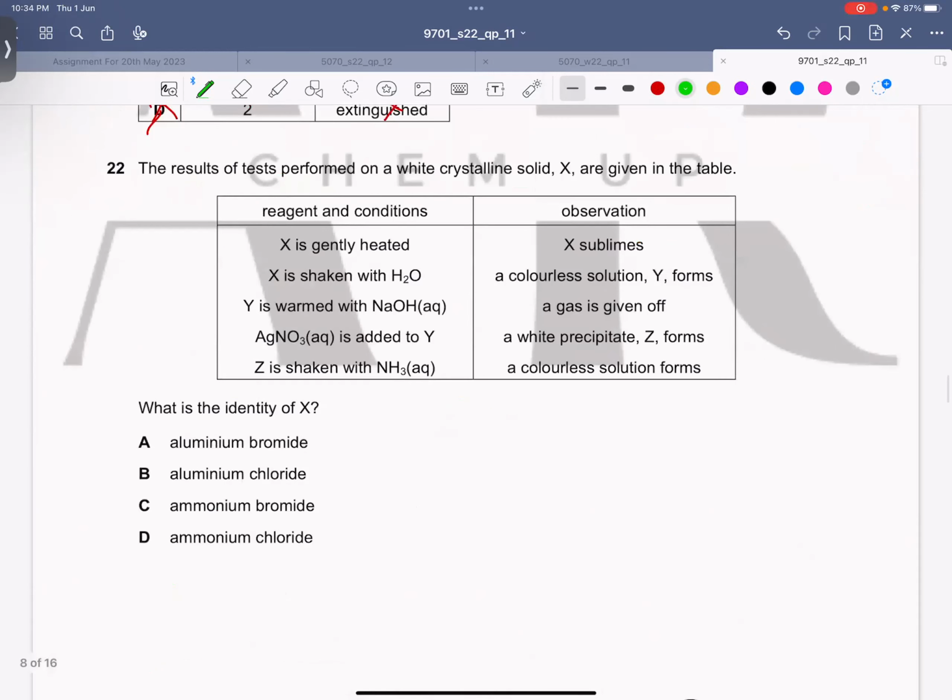Now question number 22. The results of tests performed on white crystalline solid X are given in the table. X is heated gently, X sublimes. So remember, ammonium compounds sublime, so it may contain ammonium in it. So A and B have aluminum, which makes them wrong. X is taken with H2O, colorless solution Y forms.